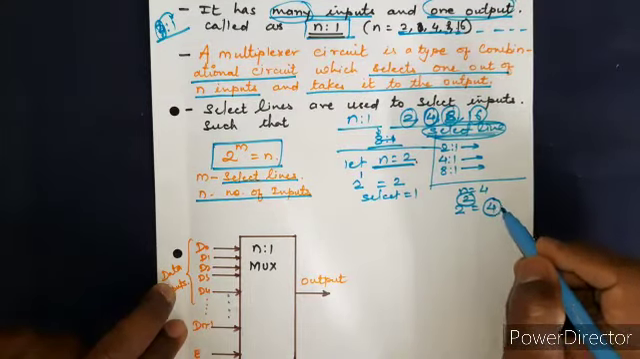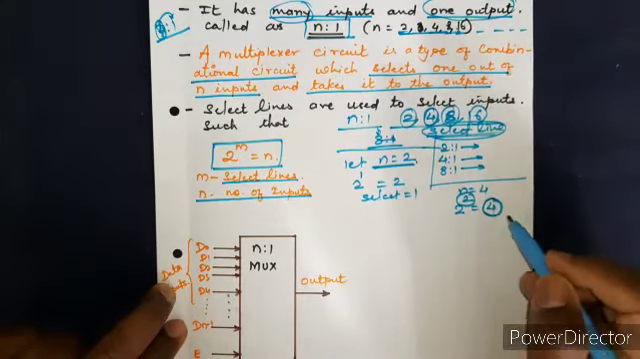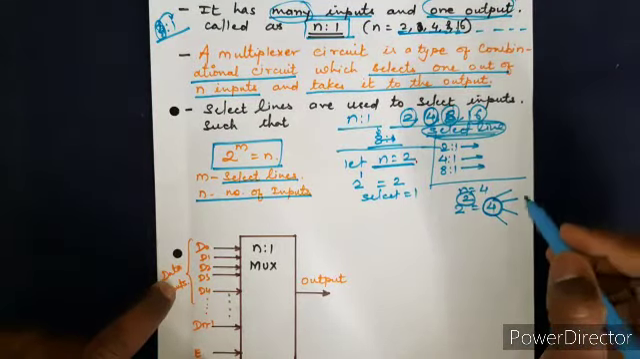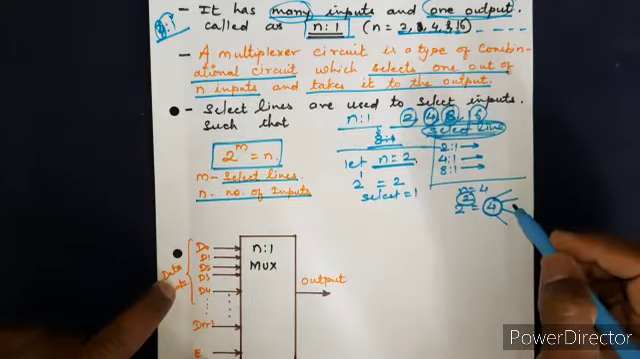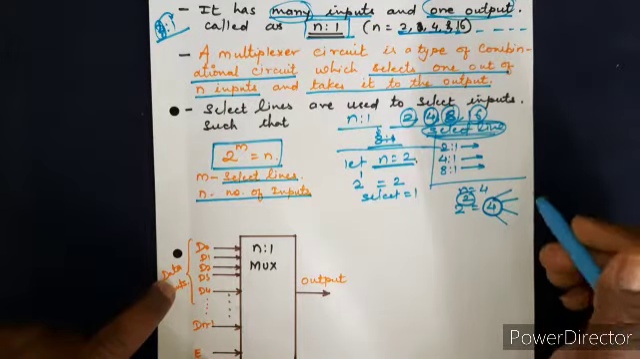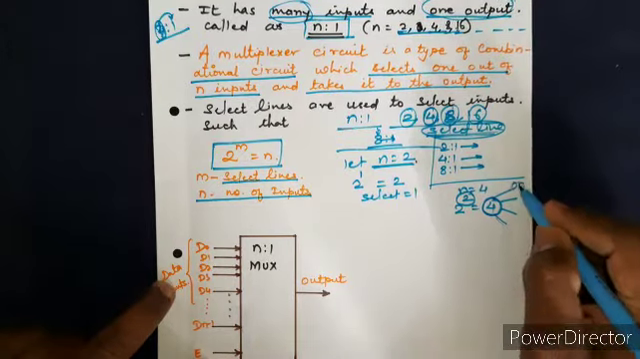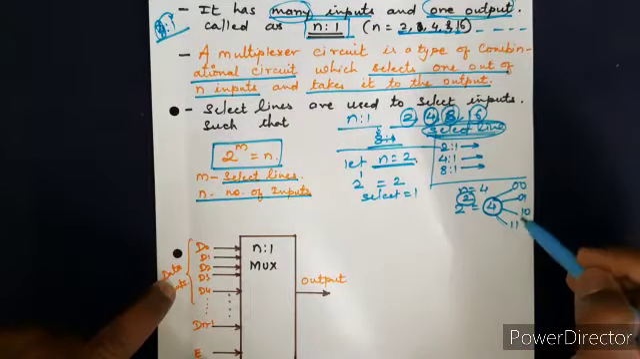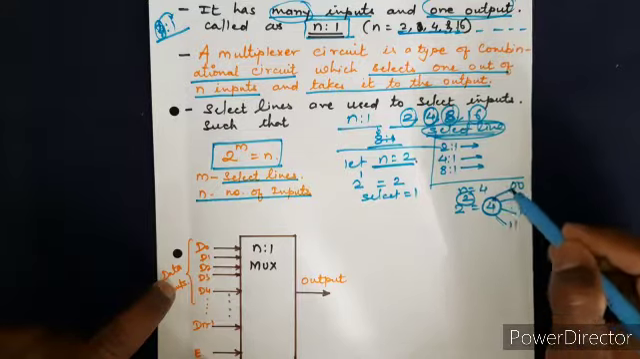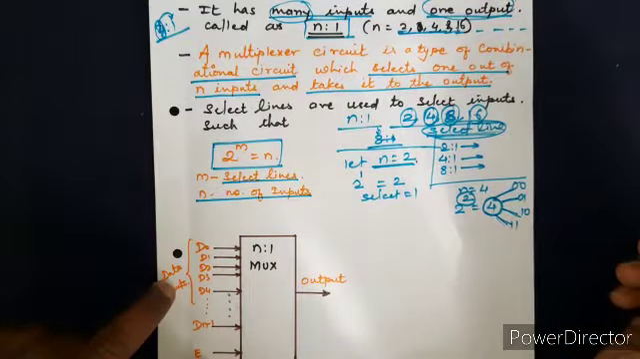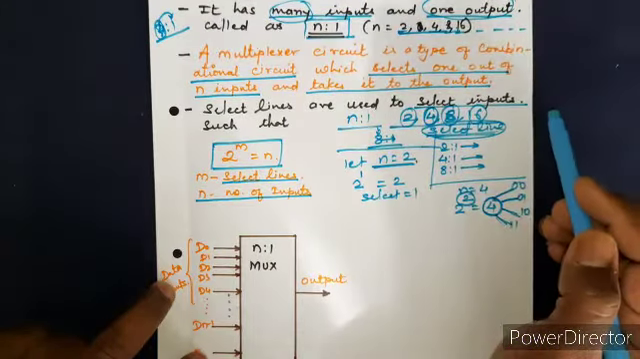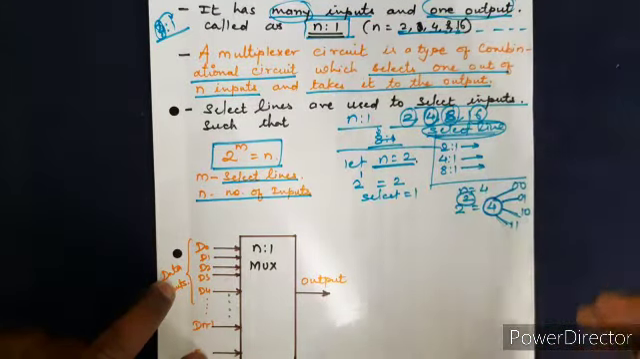Now when we say number of select lines is 2, we have 4 different combinations. This we have seen for truth tables in logic gates, right? So this is 0 0, 0 1, 1 0, 1 1, and out of this which line would be selected? That is what the select lines do, right?